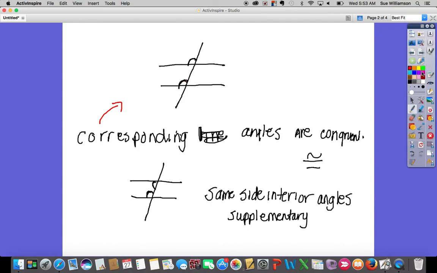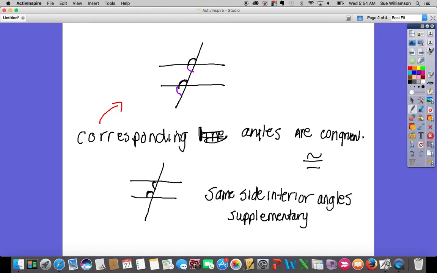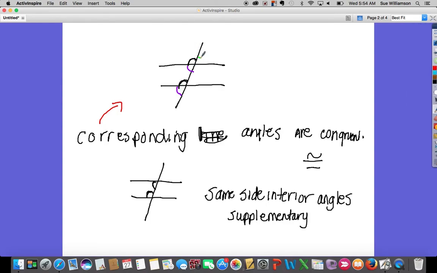So other pairs of corresponding angles would be, you'd have an angle here because this angle is between the two lines, and then this angle is outside. So these two purple ones are corresponding to each other, just like these two black ones are corresponding to each other. And the same thing would be true on the other side of the transversal. This green angle would correspond to this green angle because they're on the same side of the transversal, and one is above the two lines and one is between the two lines.